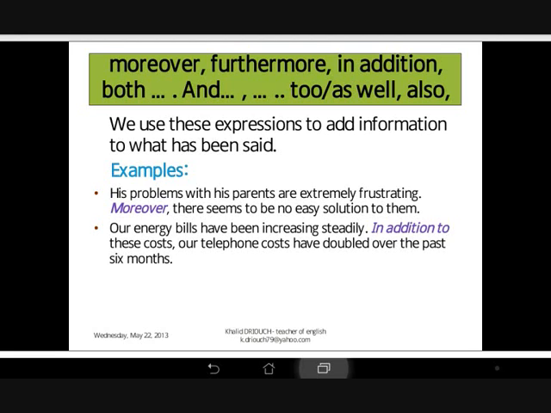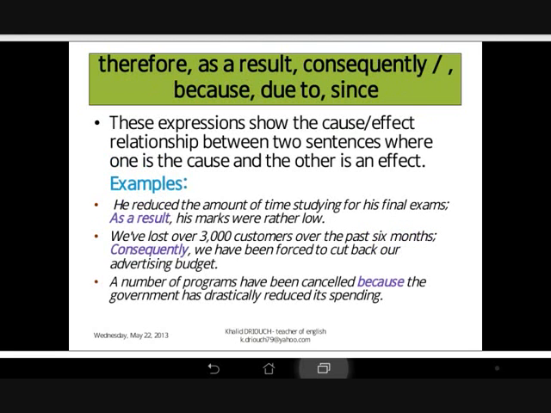The next set of linking words is therefore, as a result, consequently, because, due to, since. These expressions show the cause-effect or effect-cause relationship between two sentences, two ideas, where one is the cause and the other is an effect.